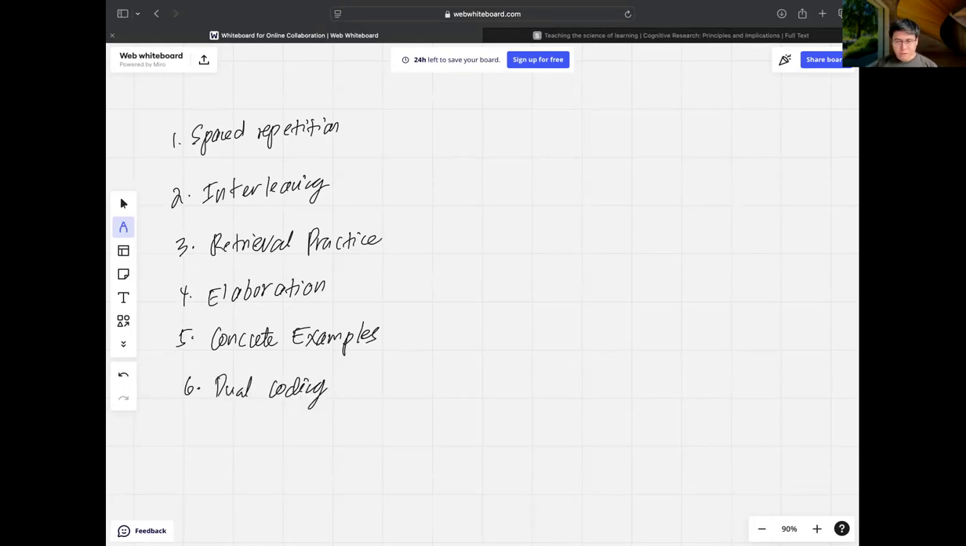Now, these are not exhaustive. There are other strategies. You can find them in other papers, but these are the 6 strategies that were discussed in the paper that I'll share with you. And you can start with this, right? And let's compare this versus what's typically done by students that are not effective.